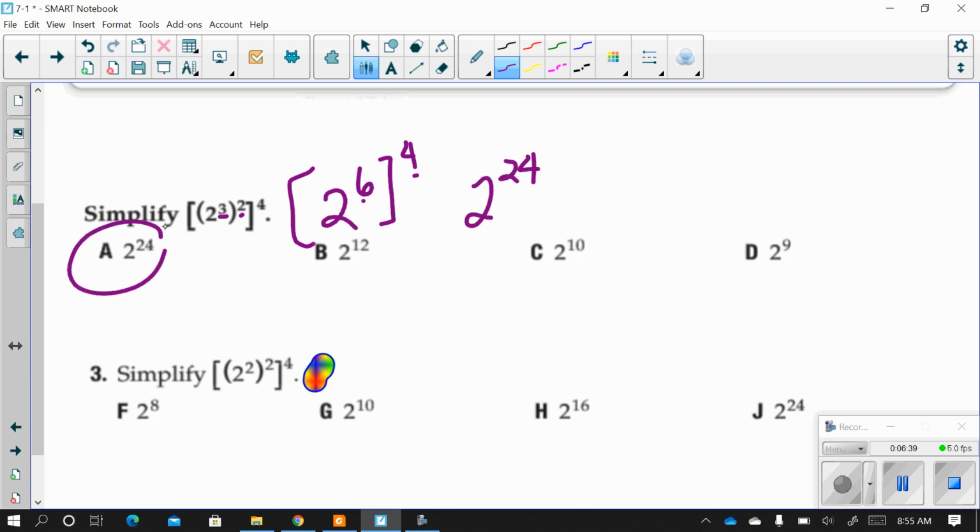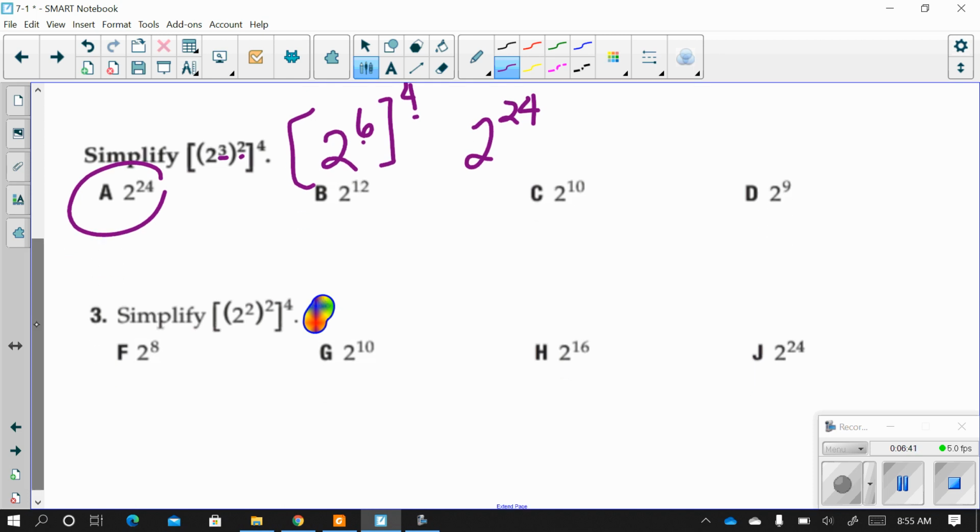So letter A. Okay, pause the video and try number 3, please. Okay, so we multiplied. 2 times 2 is 2 to the 4th. And again, raised to the 4th gives me 2 to the 16th.